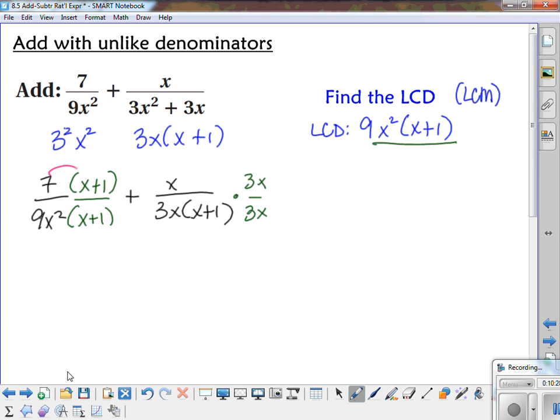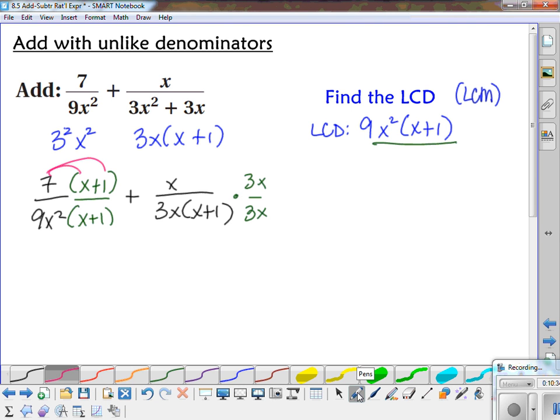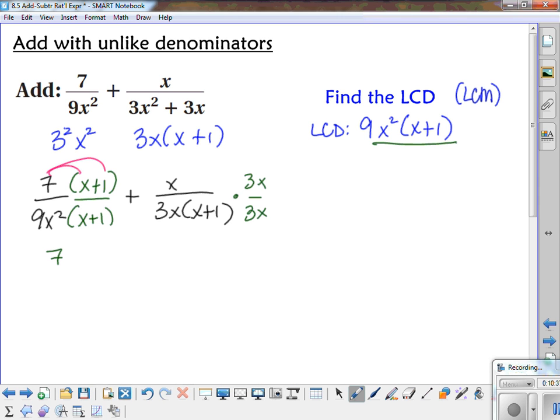Okay. So I'm going to go ahead and distribute that one and then just multiply the x and the 3x. So if I distribute, I get 7x plus 7, and then x times 3x gives me 3x squared. And then on the bottom of both of them now, I've got 9x squared times x plus 1. And so nothing can be factored on the top.